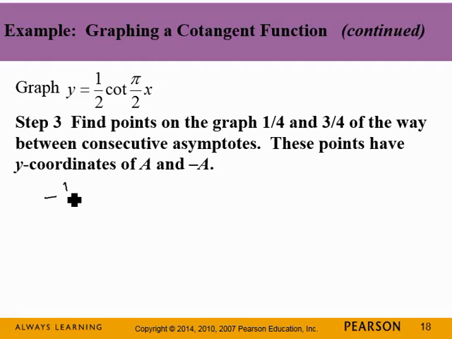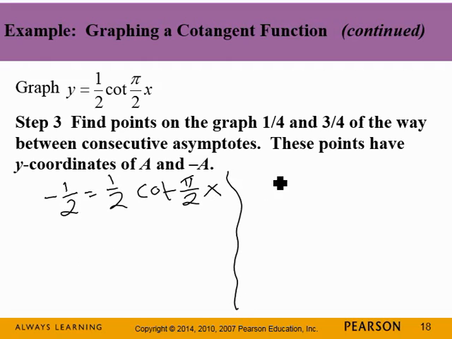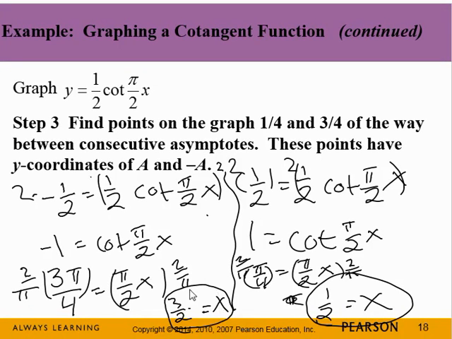So you're going to have negative 1/2 equals 1/2 cotangent pi 2. And then you're going to have 1/2 equals 1/2 cotangent pi 2x. So pause the video and see if you can solve this one on your own. Alright, so when it equaled negative 1/2, you should have gotten 3/2. And when it equaled 1/2, you should have gotten 1/2.